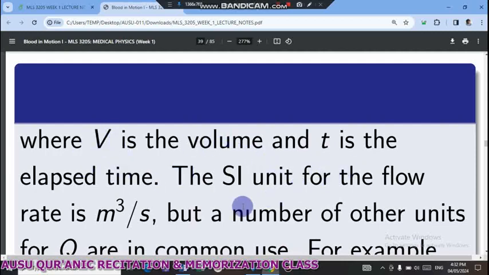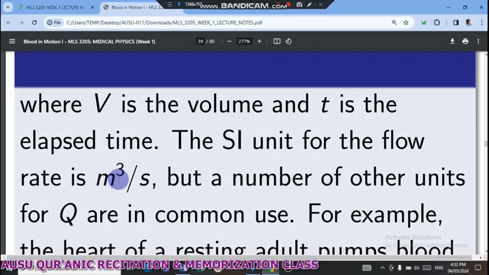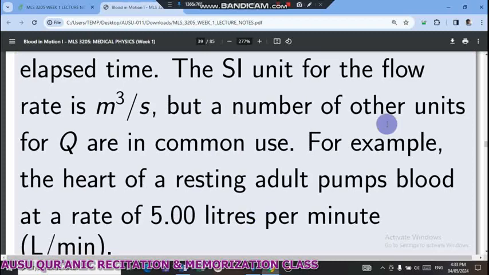The SI unit for the flow rate is meter cubed per second, and this is understandable because meter cubed is the unit of volume and second is the unit of time. You are dividing volume by time, so you will have meter cubed per second. But a number of other units for Q are in common use. For example, the heart of a resting adult pumps blood at a rate of 5.0 liters per minute.